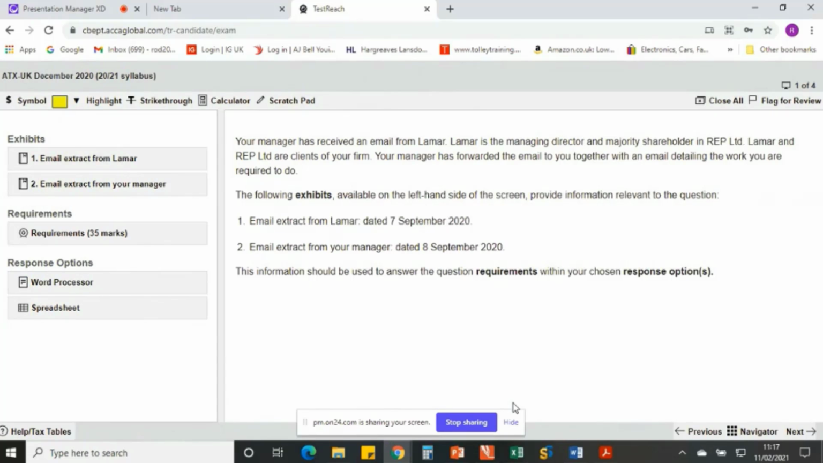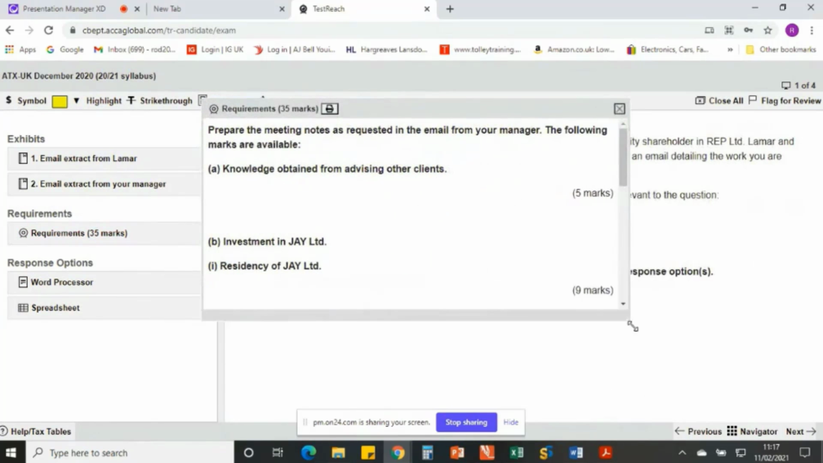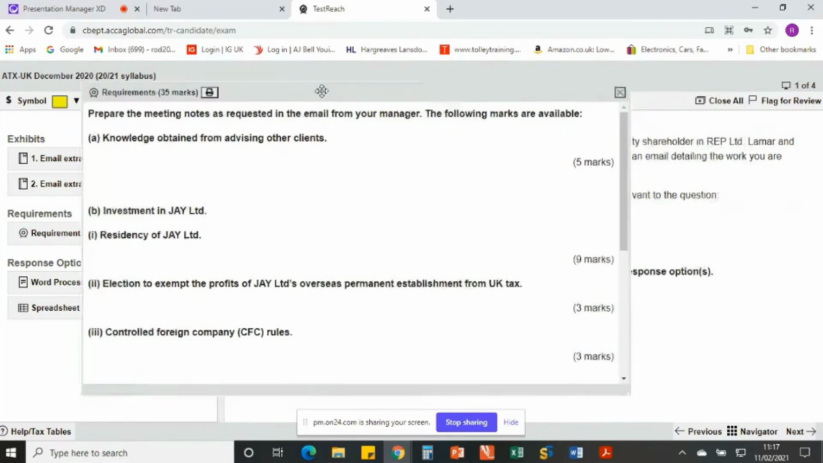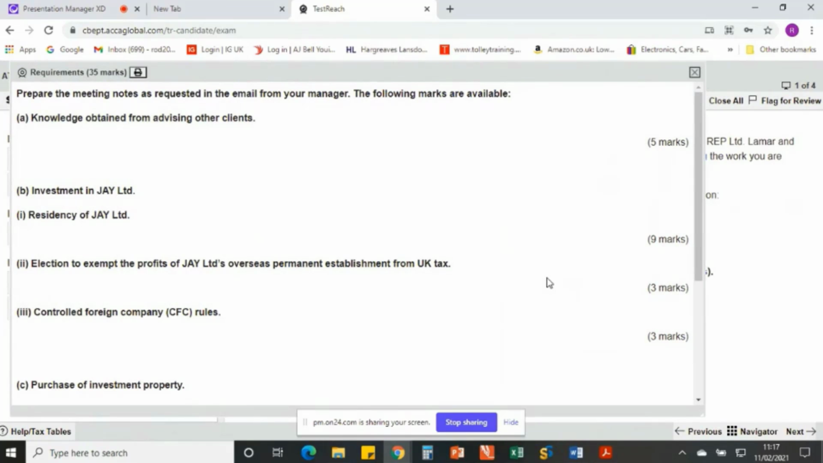Okay, and the first thing to do is to look at the requirements. Always look at the requirements first. Why? Because they give you a heads up as to what the question is about. So when you get into reading the facts of the question, you can see their tax significance, and therefore you're ahead of the game. So always read the required first. What you have to do here is prepare meeting notes. So pick up on that: meeting notes. Put a little bit of a heading at the top of your answer to help get presentation marks, to make it clear that these are meeting notes. I'll show you this in the answer.